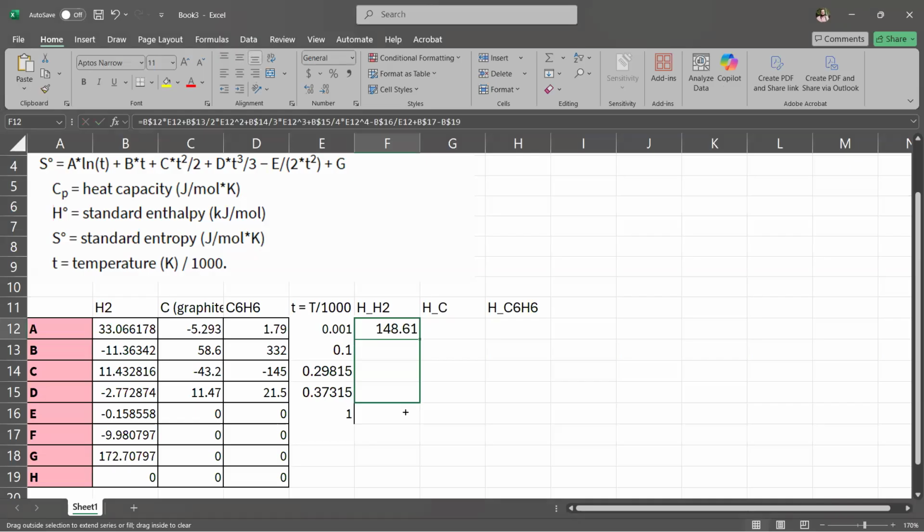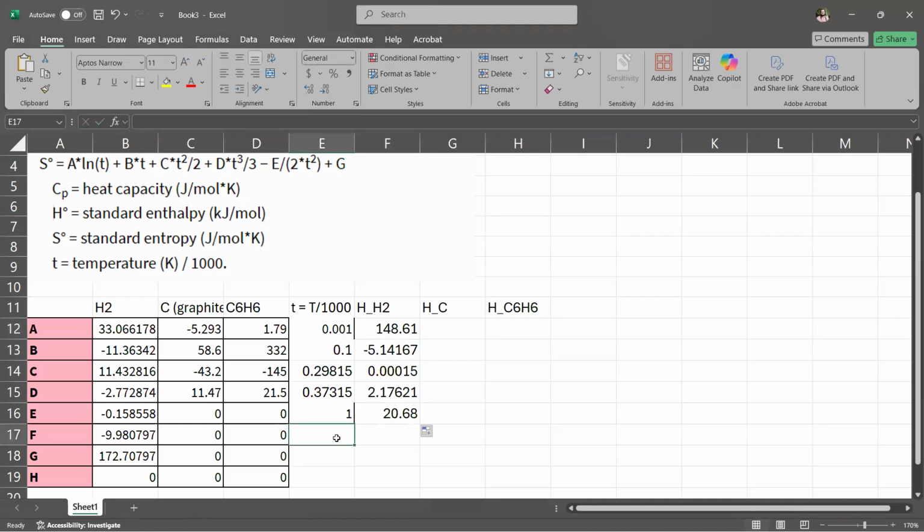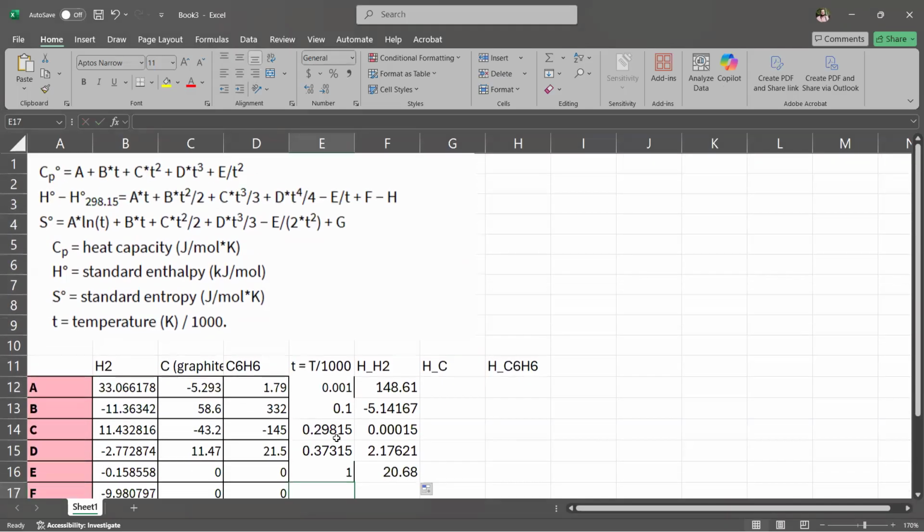I'll go ahead and drop this down so we can see all the enthalpies. Okay, so this is the enthalpy of formation of hydrogen. What you might notice here is that it's 0 at 298 Kelvin, but that's by definition because this formula is the difference between the enthalpy at that temperature minus it at 298.15. So at 298.15, it's 0. This is a difference. In order to calculate the other two, I've just set it up.